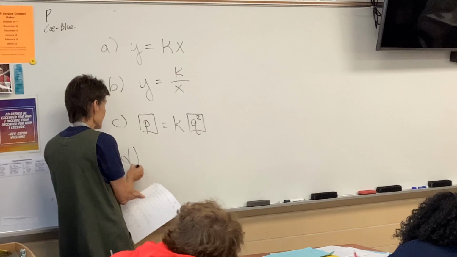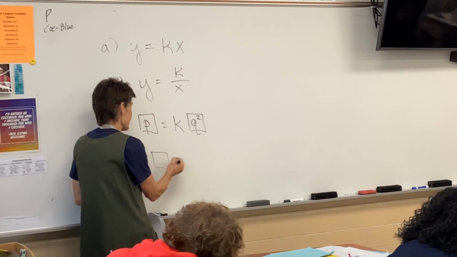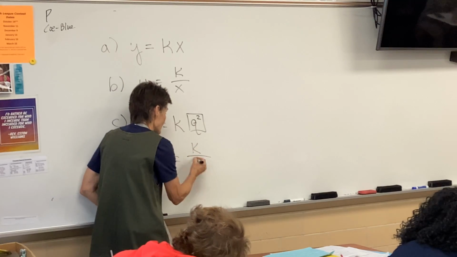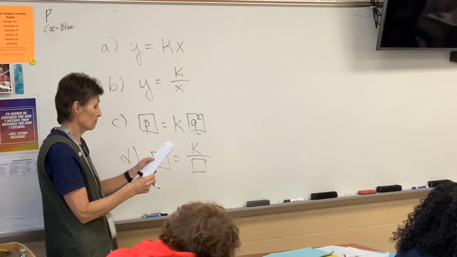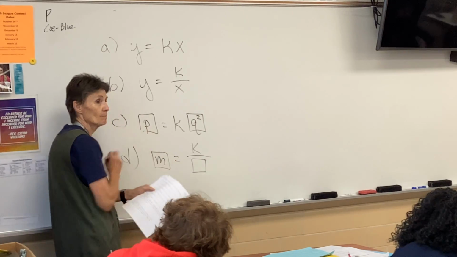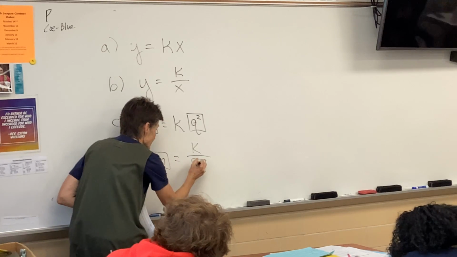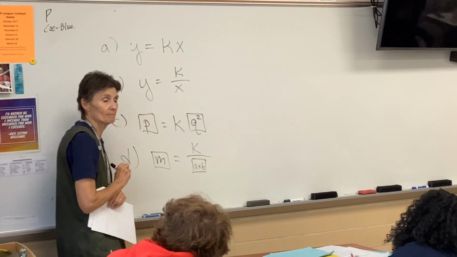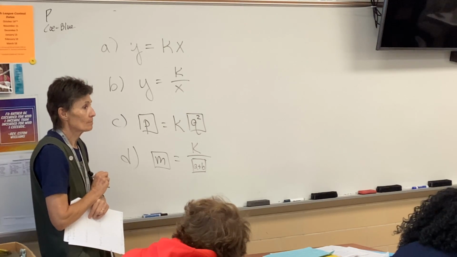What is D? D says I have inverse. So inverse is something equals k over something. That's inverse. So what are the somethings? M varies inversely as the sum of A and B. Sum means add, so A plus B.